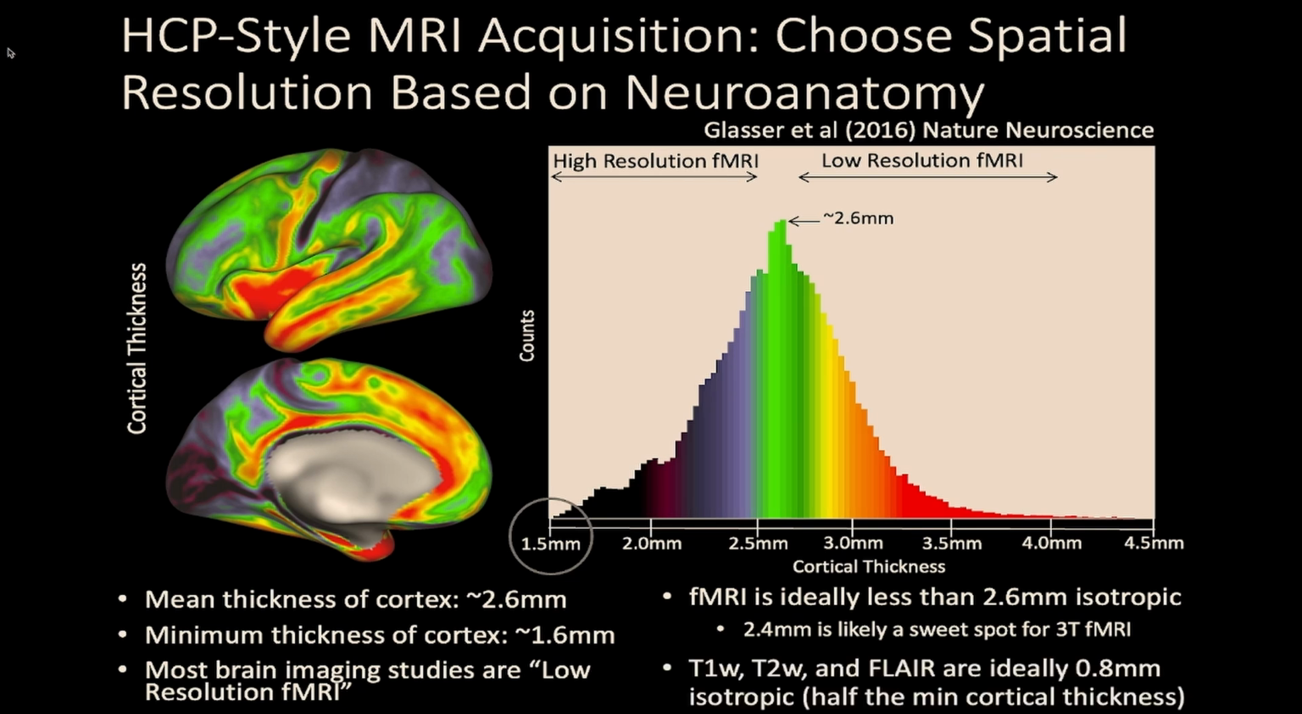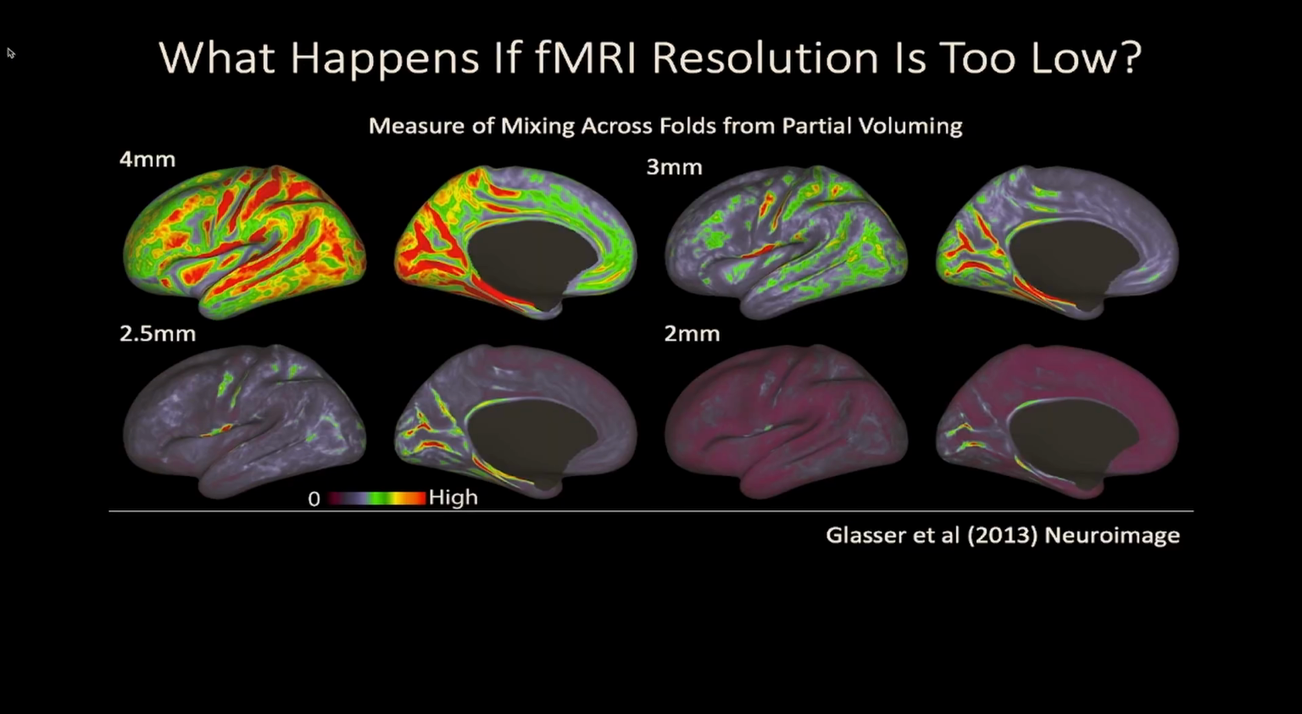And then for your structural imaging, your T1, your T2, your FLAIR, ideally you want it to be 0.8 millimeter isotropic or less, which is half the minimum cortical thickness. That helps make sure you have at least 2 voxels, even in the thinnest heavily myelinated cortex, like the visual cortex or the somatosensory cortex.